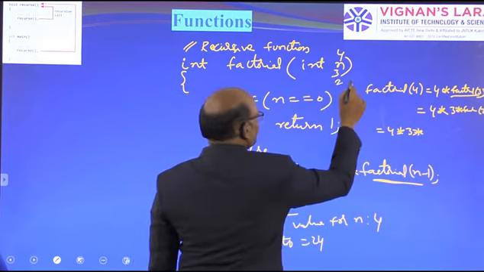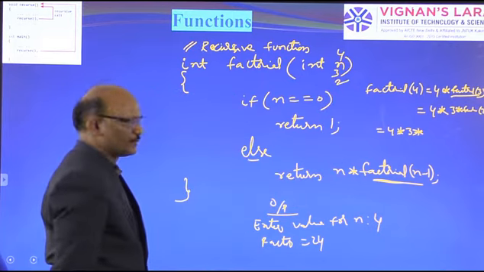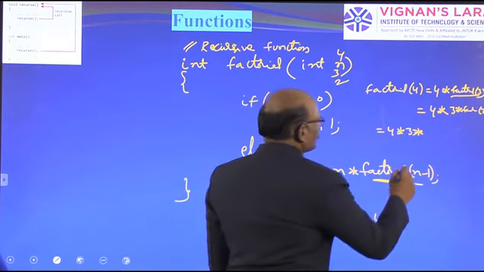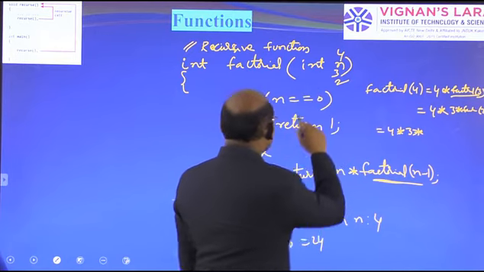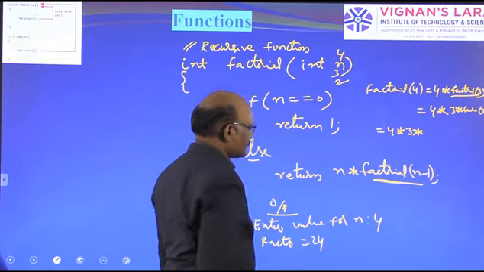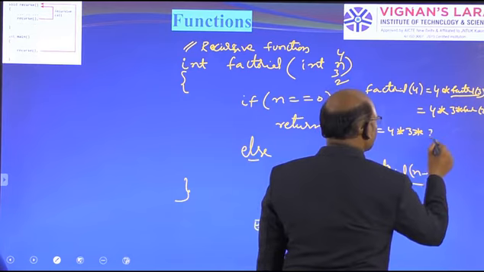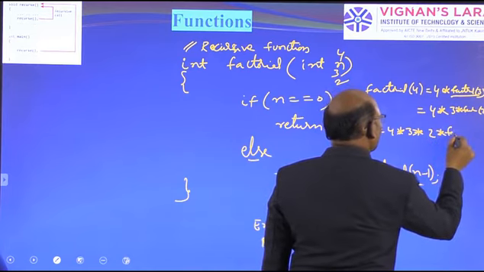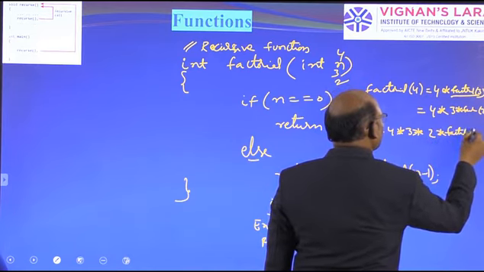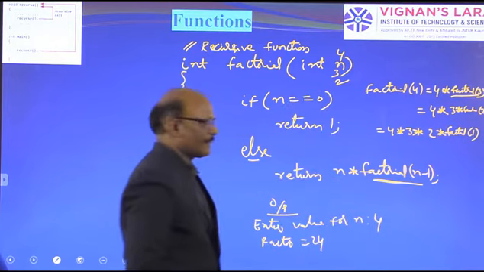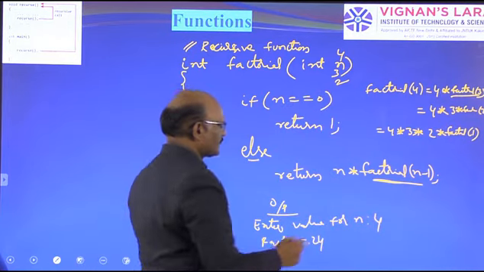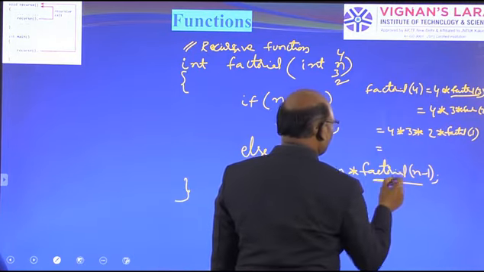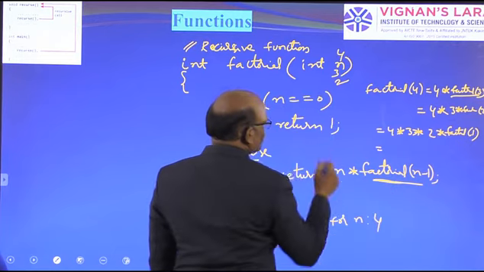Now n value is 2. This condition is false, so else case will be executed. N value is 2 into factorial of 2 minus 1, it is 1. Next, factorial of 1 will be called, recursively called.